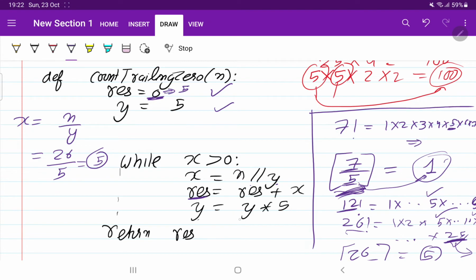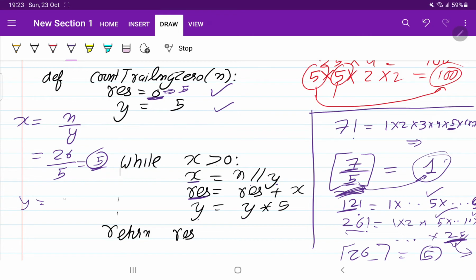Okay, what we have done, we have multiplied y by 5. So y was initially 5, 5 into 5, 25. Now we will see the condition, if x is greater than 0. Yes, x is greater than 0. What is the value of x? The x value is now 5 because we have divided that term, right? So x is 5 now. Now we will divide the number again.